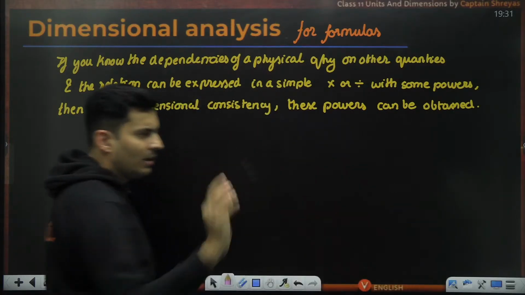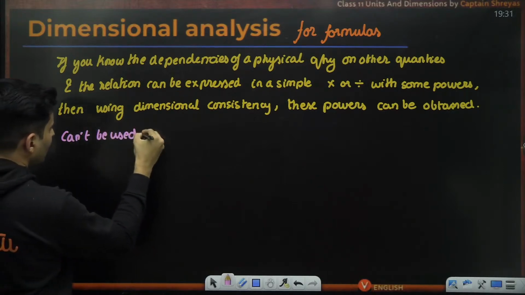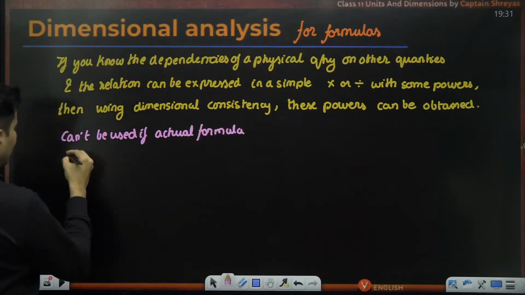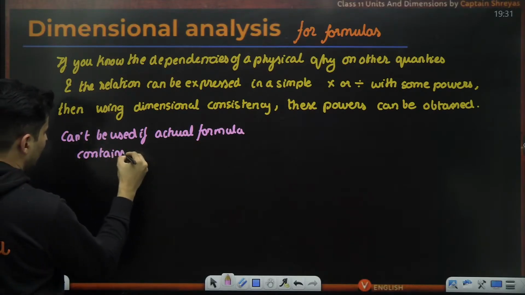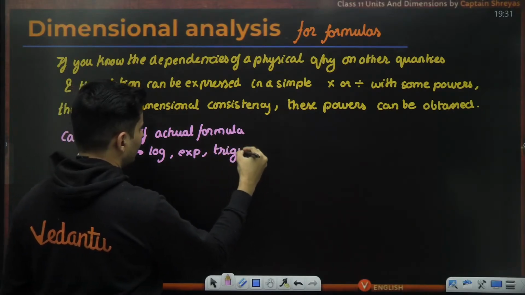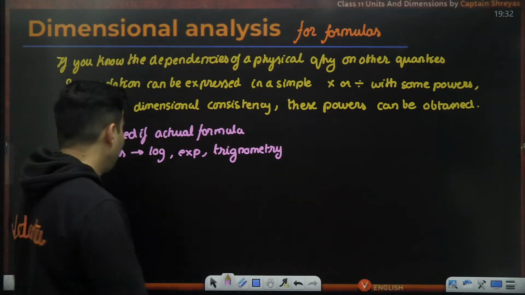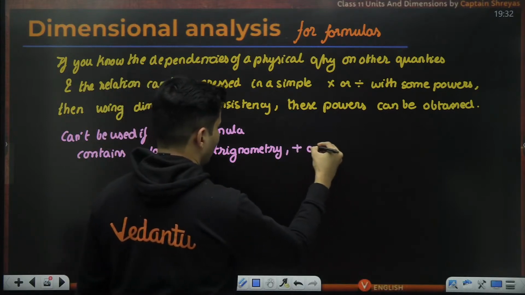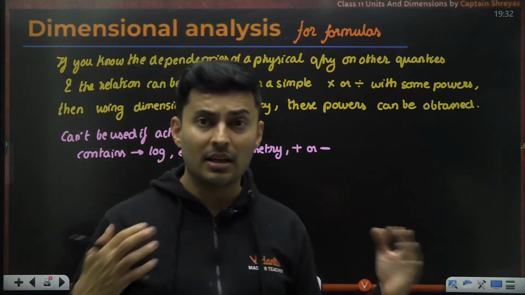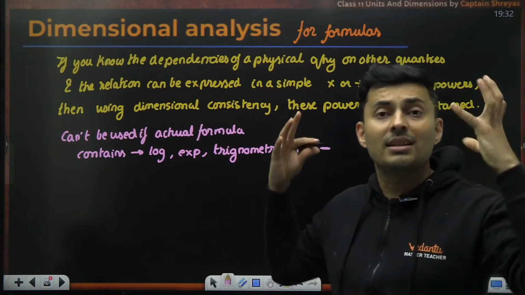But keep in mind that whatever method I'm going to show you now can't be used if the actual formula which you want to derive contains either logarithmic or exponential or some trigonometry kind of thing. In fact, even if there is addition or subtraction, you cannot use it. You cannot figure out how many additions and subtractions are there in that relationship. So you cannot use it if there is some trigonometry, exponential, logarithmic kind of expressions in that actual formula.